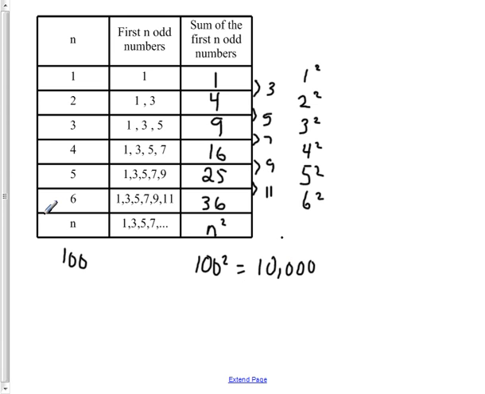Cool. And so if somebody comes up to you on the street and says, hey, do you know the sum of the first 83 odd numbers? You're like, yeah, that's super easy. You just do 83 squared. And they'll be so impressed.